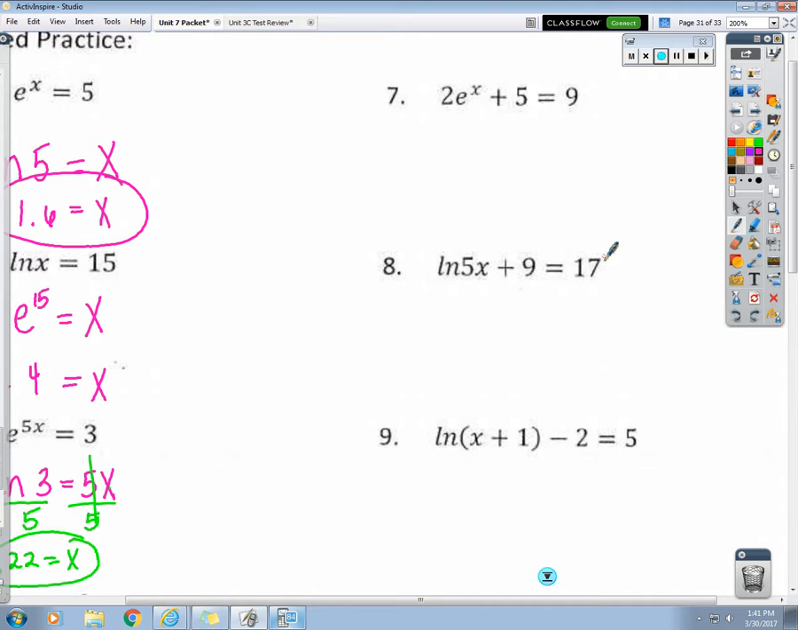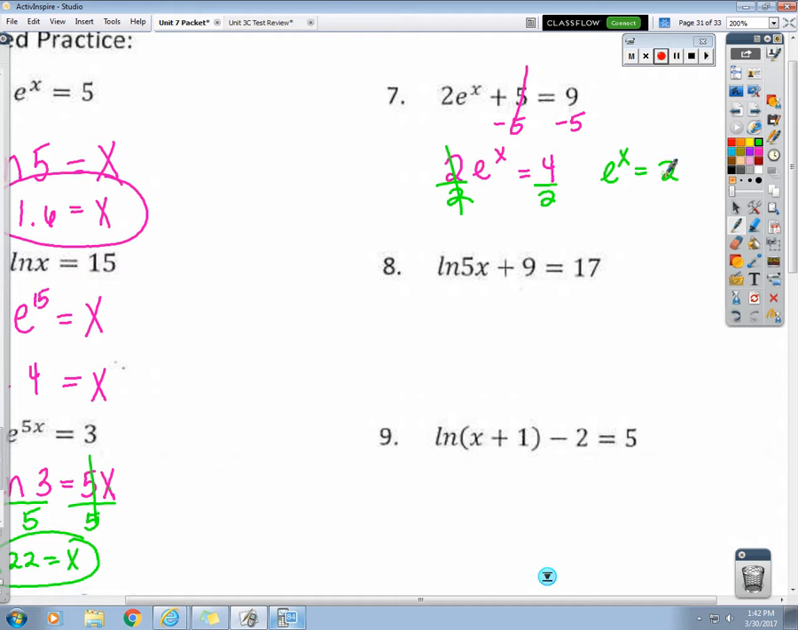Number 7, what should I do first? Right, this 5 is free to move. There's no parentheses around it, so we can go ahead and move it. So now I have 2e to the x power equals 4. Now what can I do? Right, the 2 is free to move, so I can divide by 2 on both sides. And now I have e to the x equals 2.